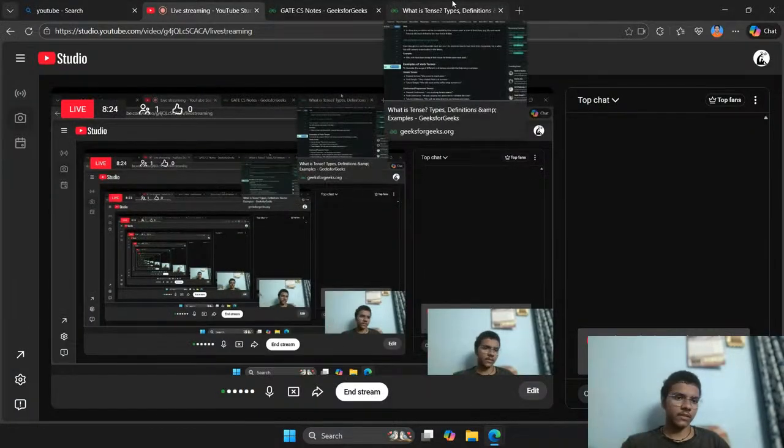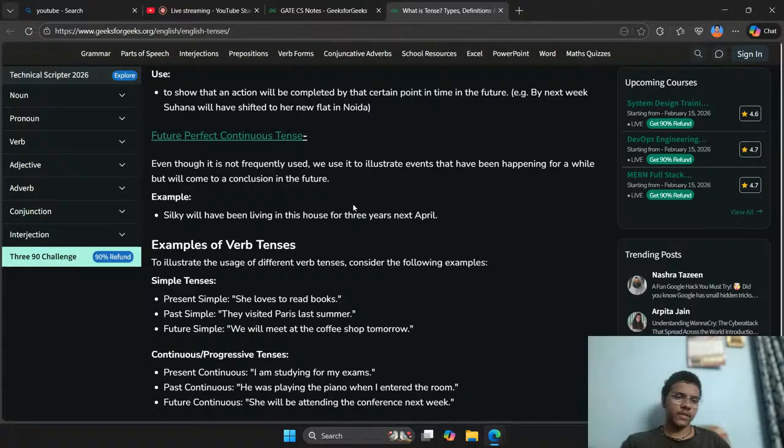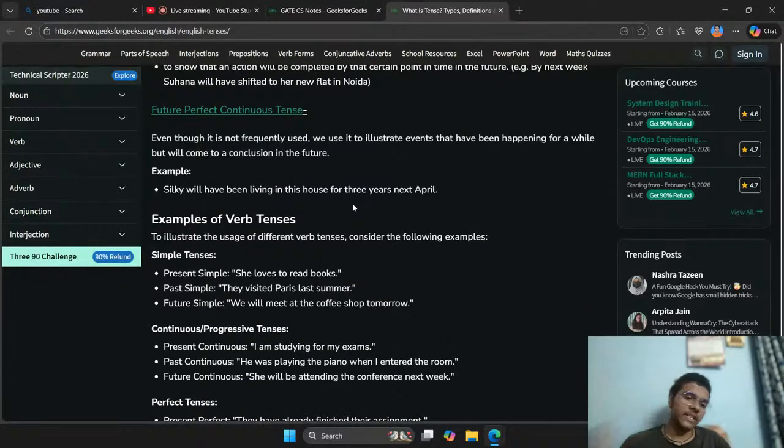That's different. Future perfect continuous tense, even though it is not frequently used, we use it to illustrate events that have been happening for a while but will come to a conclusion in the future. Silky will have been living in this house for 3 years next April. By this time next year, she would have been staying in the house for 3 years.